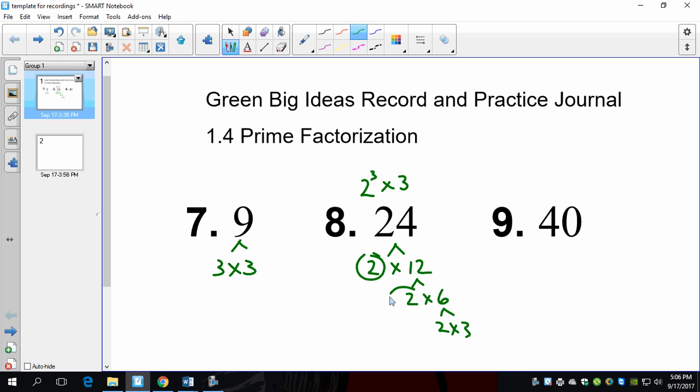2 is prime, and 3 is prime. So we have 3 2's and 1 3.